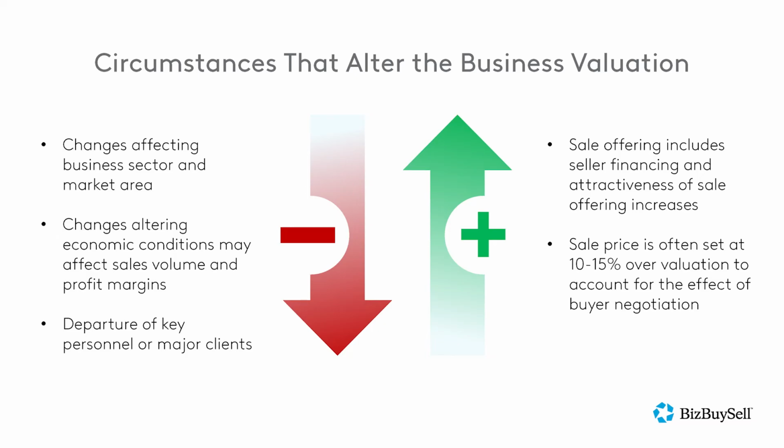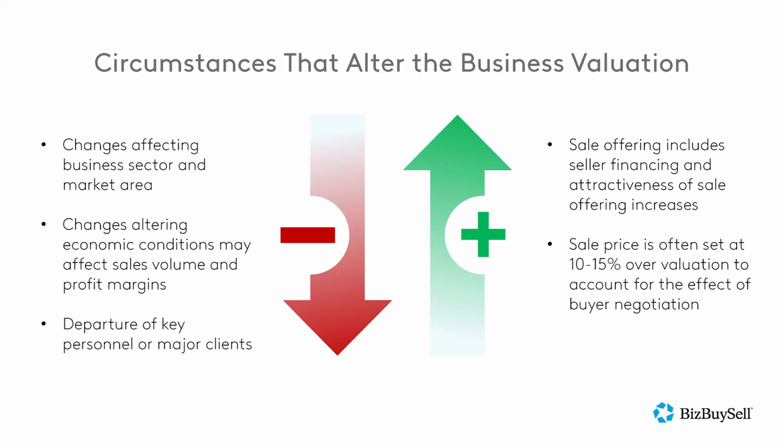Circumstances that alter the business valuation. Until the time of a sale offering, business valuation will be adjusted to account for changing conditions, including changes affecting your business sector and market area, which may affect the value of your business and the price a buyer might be willing to pay for it. Changes altering economic conditions may affect your sales volume and profit margins, also affecting the annual earnings upon which multiple of earnings valuations are based. Departure of key personnel or major clients or other major business changes may affect business value and attractiveness.